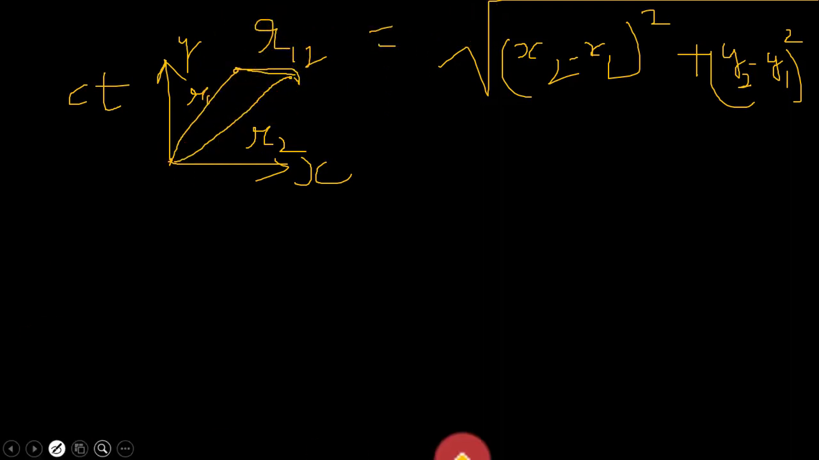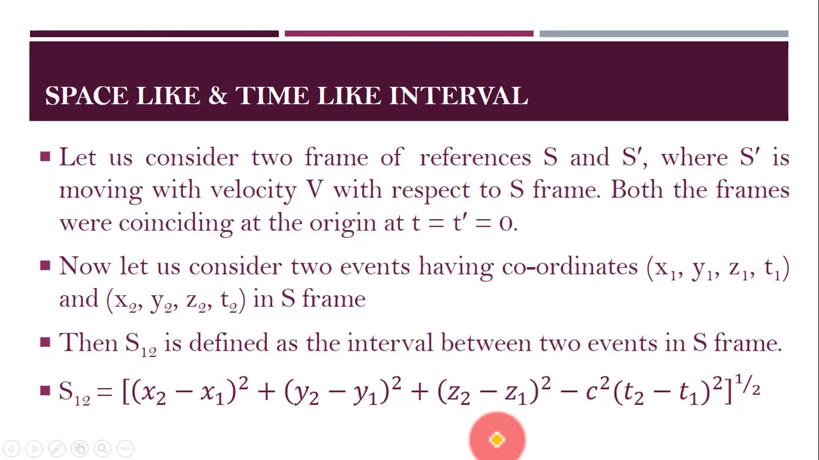In a similar manner, S12 has been defined as the square root of x2 minus x1 square plus y2 minus y1 square plus z2 minus z1 square minus c square t2 minus t1 square. So this is the interval.